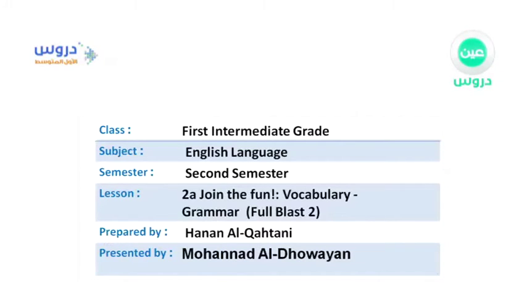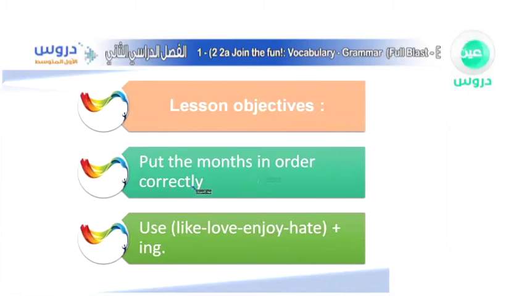Alright, first of all, here we have something called the lesson objectives. The first thing is we're going to put the months in order correctly. Then we're going to use like, love, enjoy, hate plus the ing. Okay, so we're going to go back to them or go forward to them and then we're going to explain them word by word. Okay, first of all, here's a small warm-up.